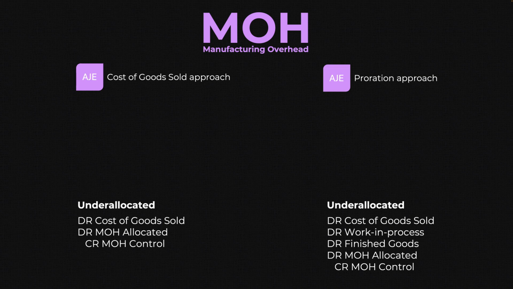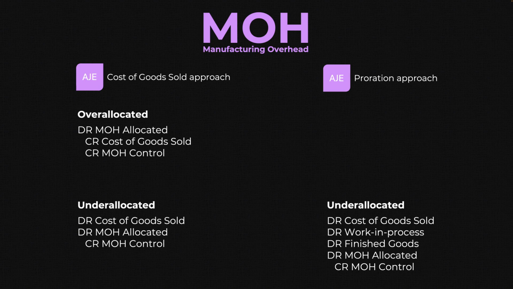Now, if MOH is over-allocated, the cost of goods sold approach would look like this. We would debit MOH allocated to close it to zero. We would credit the cost of goods sold to reduce the cost of goods sold because remember, we are over-allocated, so we need to reduce something. And then we would credit MOH control to close that to zero.